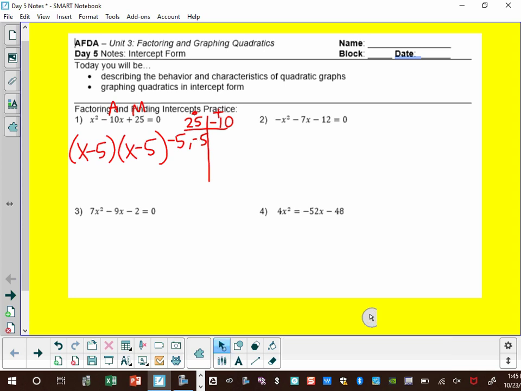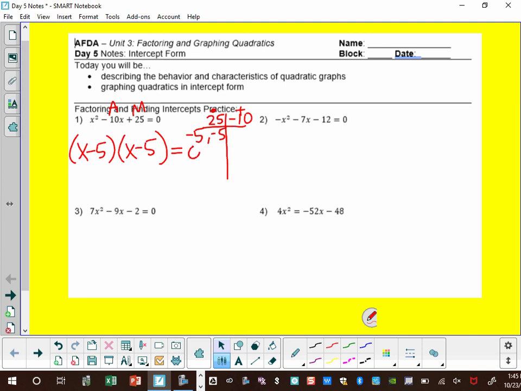The problem is, if you look at your equation here, it has equal to 0. So because it says equal to 0, I can't stop there, I have to keep going. What's x minus 5 equals to 0? What's x going to be?